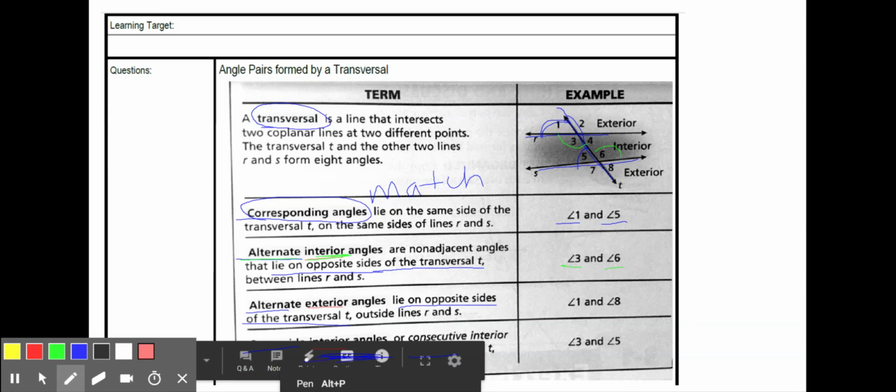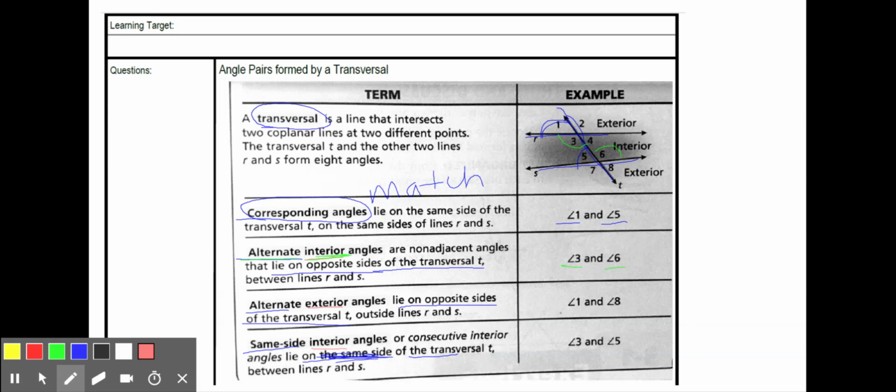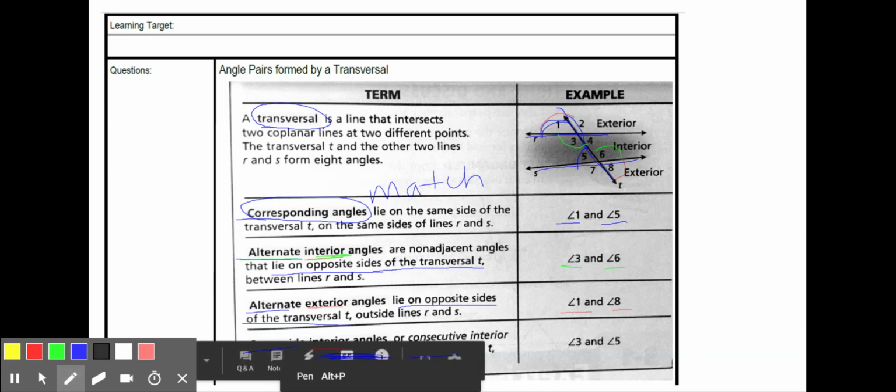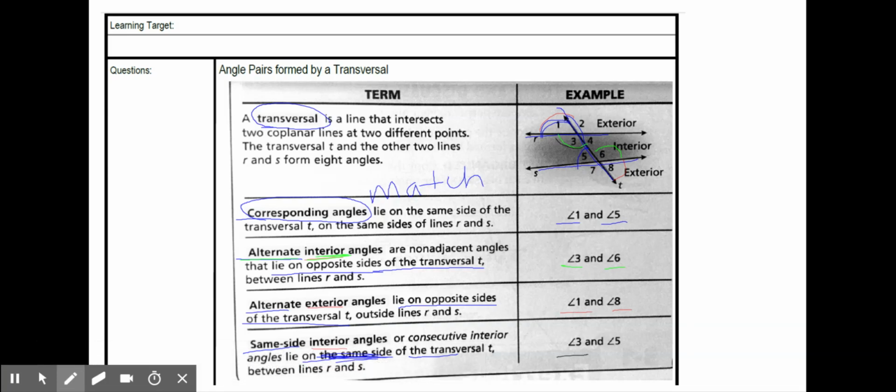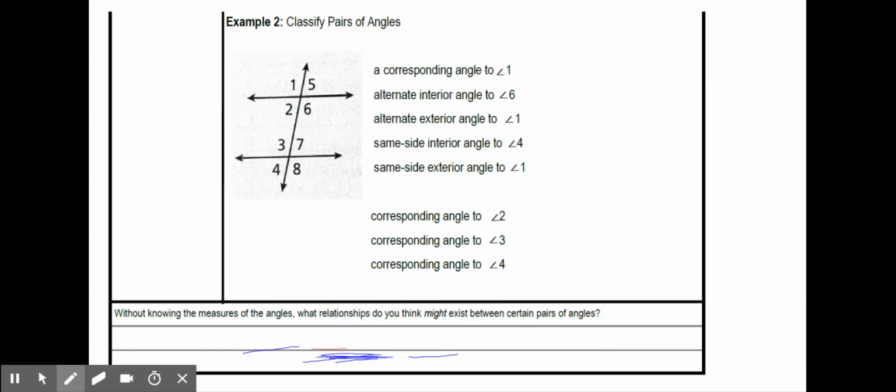Angles that are alternate exterior angles lie on opposite sides of the transversal. So if I look at angle 1, again, I'm going to look on the other side of the transversal, but outside, angle 8. Same side interior. If I look at angle 3, another angle that is inside is 4, 6, and 5, but angle 5 is the only one that's on the same side. Okay, let's practice.